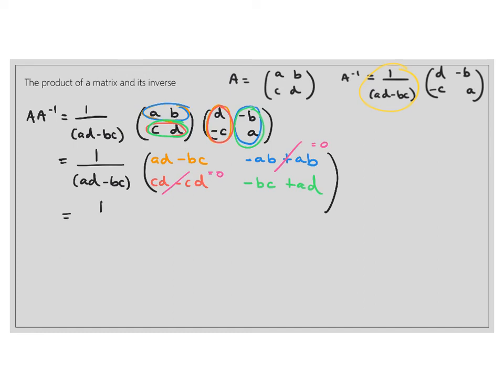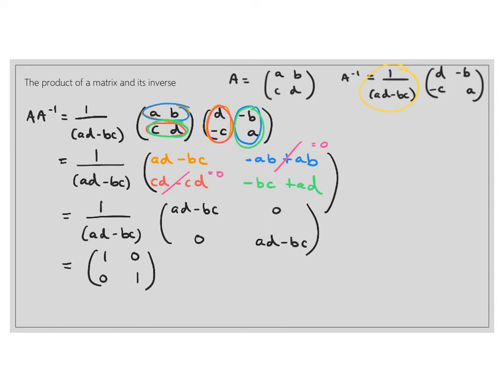And look at the other parts. Can you see they're both equal to AD minus BC? We have zeros here and here. And so this cancels to give us 1, 0, 0, 1 using the factor of 1 over det A at the start, which is the identity matrix.